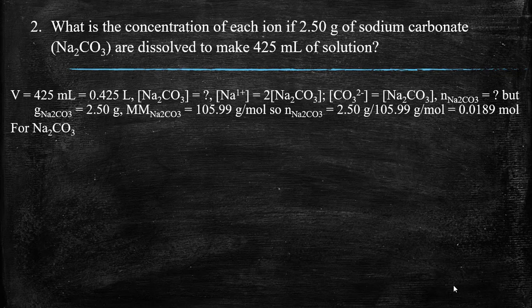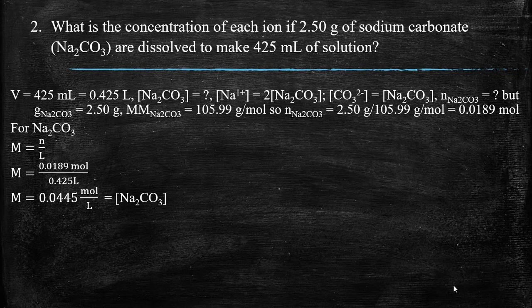So for the sodium carbonate, molarity is moles divided by liters. So 0.0189 moles divided by 0.425 liters means the concentration of the sodium carbonate is 0.0445 molar. The concentration of the sodium is twice that of the sodium carbonate. So you multiply the 0.0445 molar by 2 and you get 0.0890 molar.